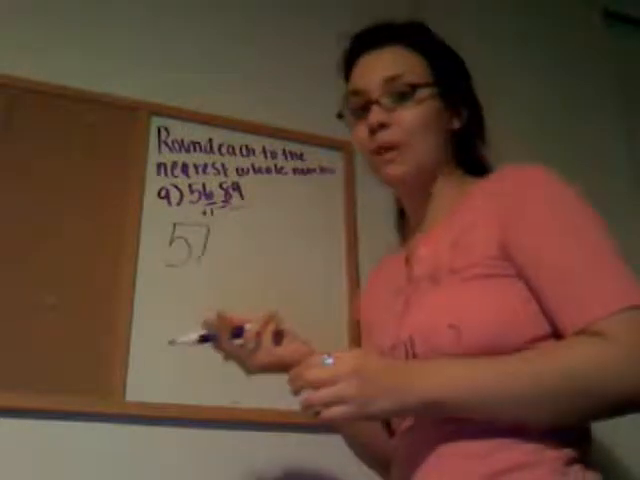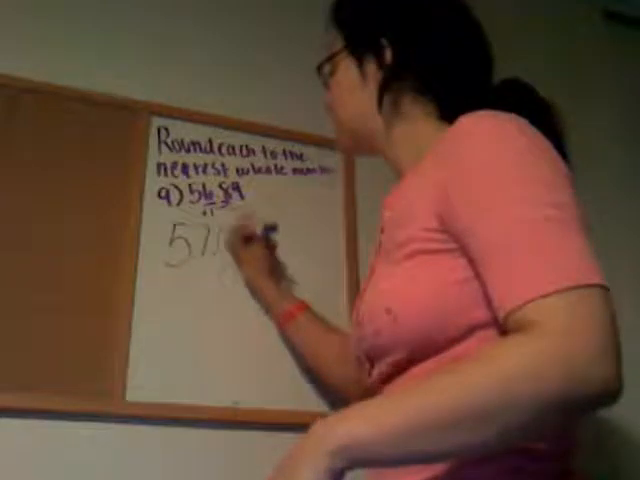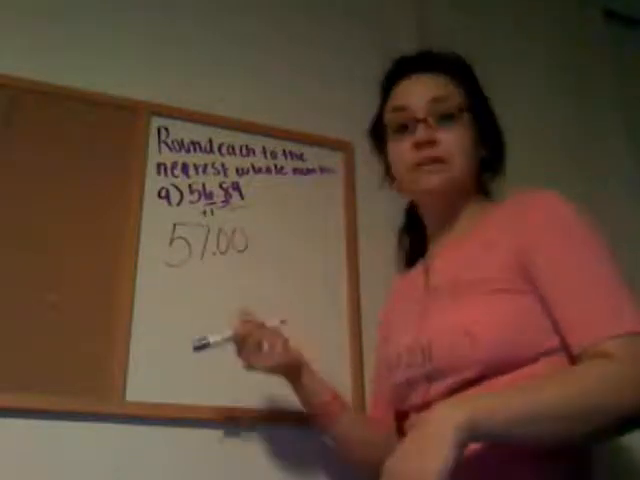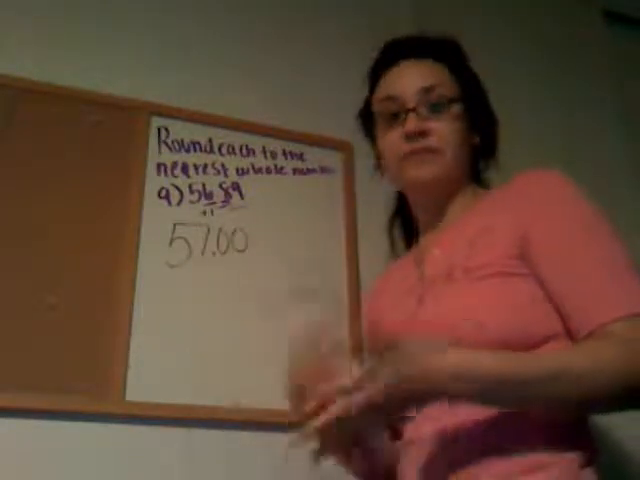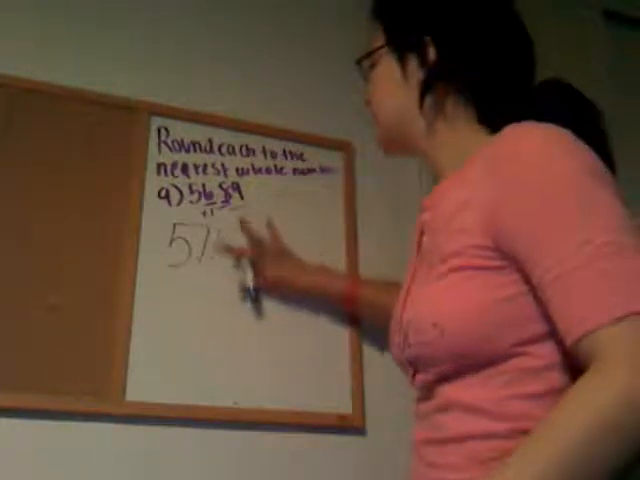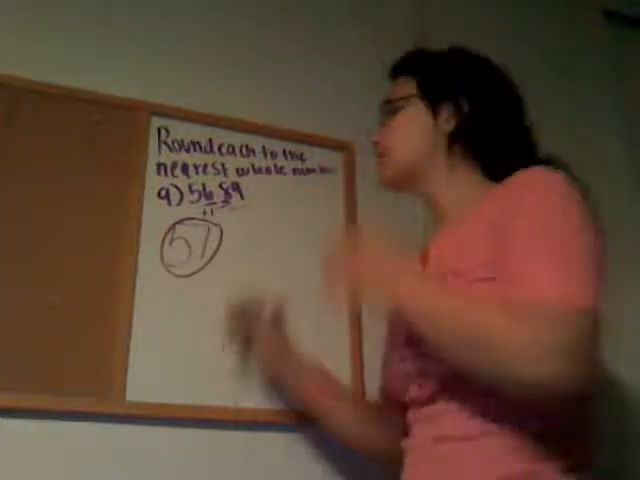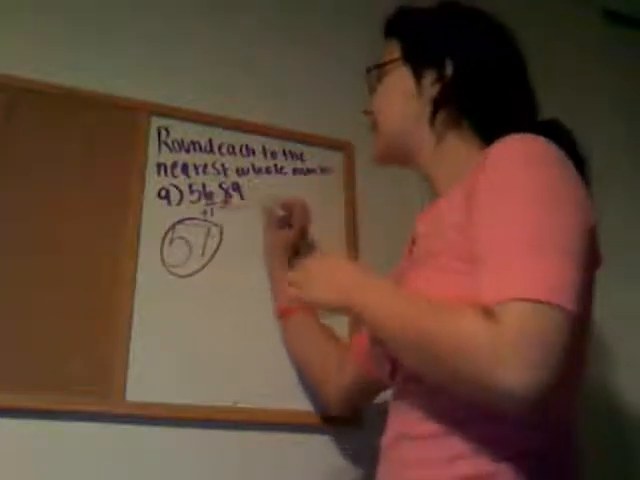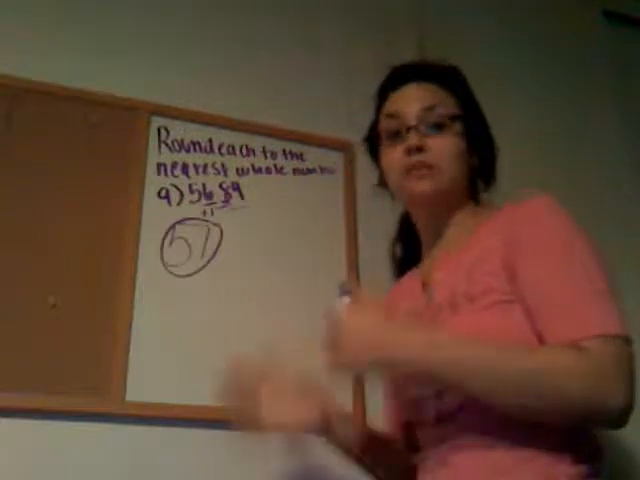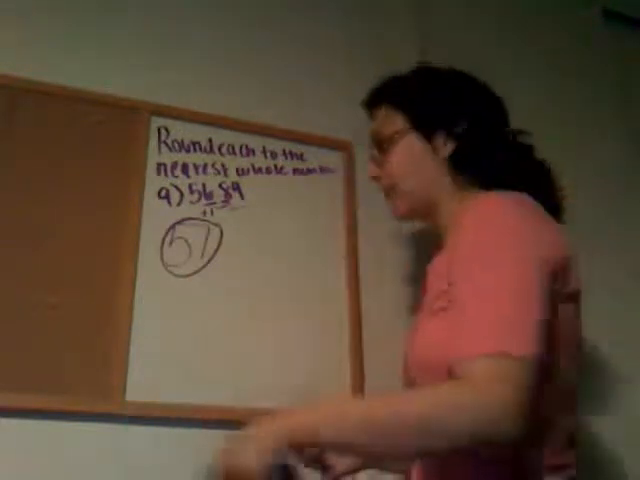So the 8, 9, would we keep that? No, we drop it. If that were an answer choice, the zeros, that would be okay. A 57.0, that's the same thing. As long as we have this 57 here, that's our answer. So this 56.89 to the nearest whole number would actually round to 57. So there's the first example.